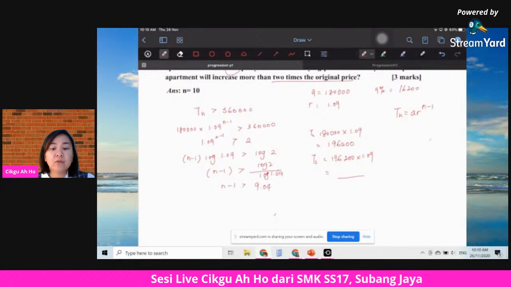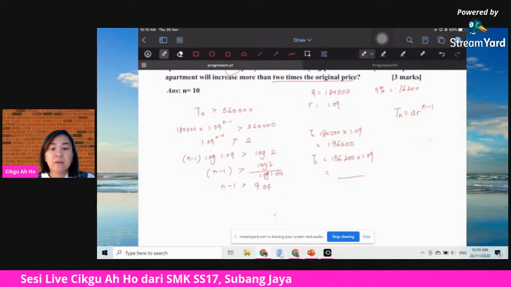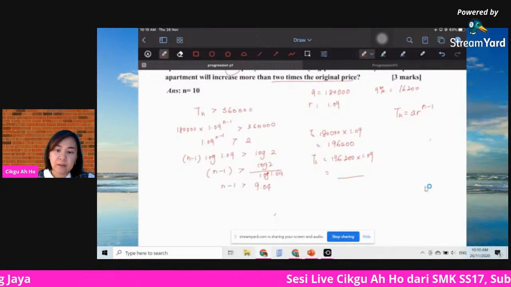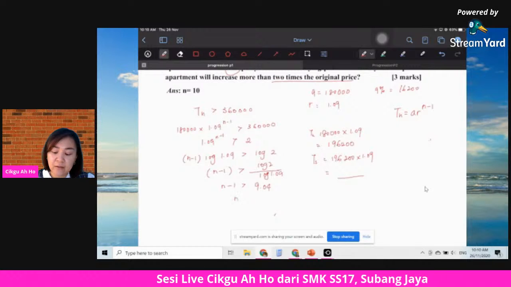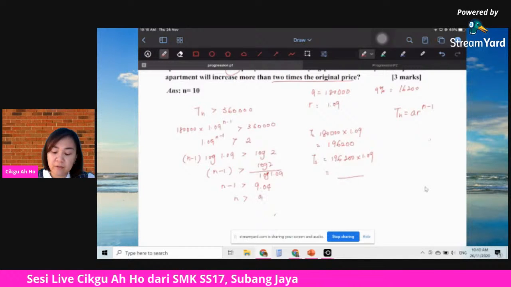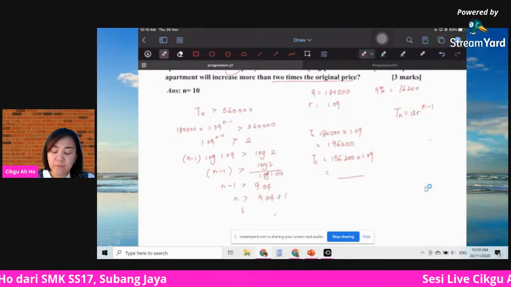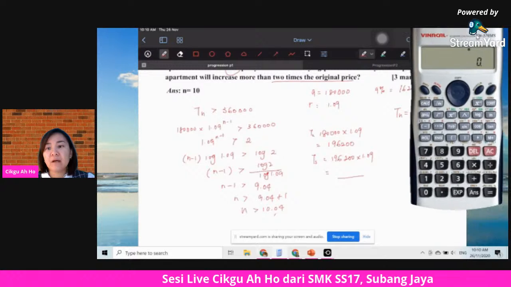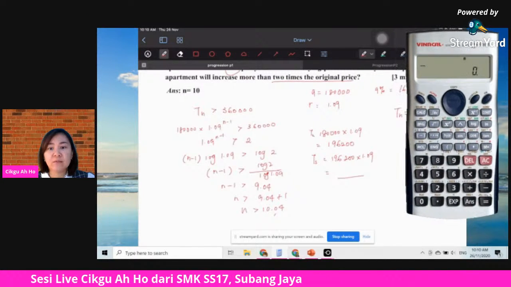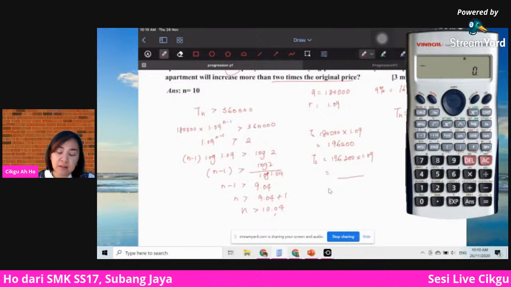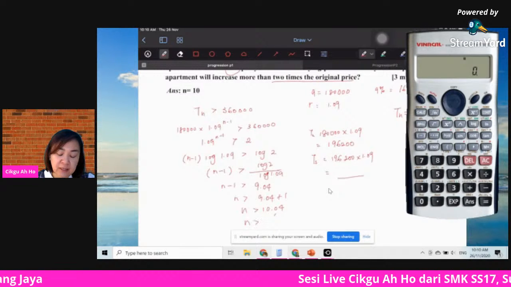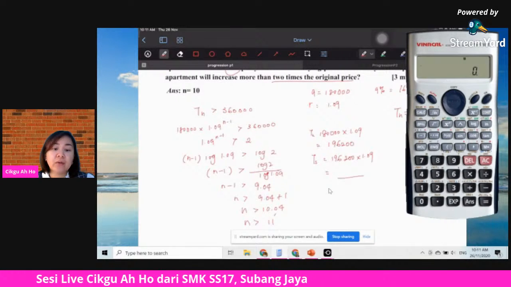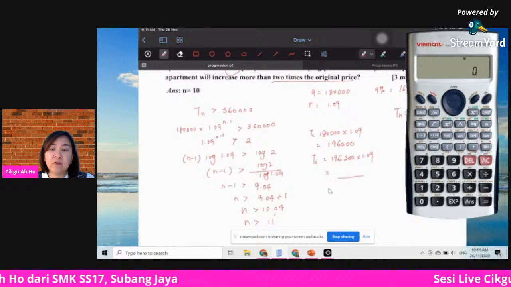Do you need me to show the calculator or not? So N is greater than 9.04 plus 1, right? So N is greater than 10.04. So what's your last answer? If you need me to show, I can show the calculator later. So this is the answer: N must be greater than 11. Why not 10? Because this one has no equal sign. No equal sign means N must be greater than 11.